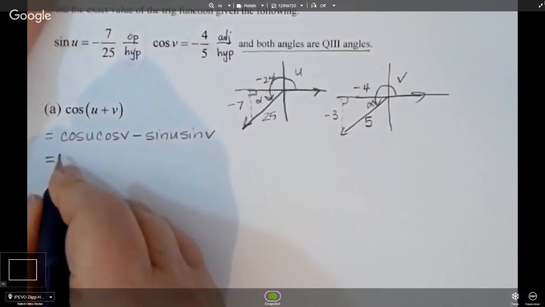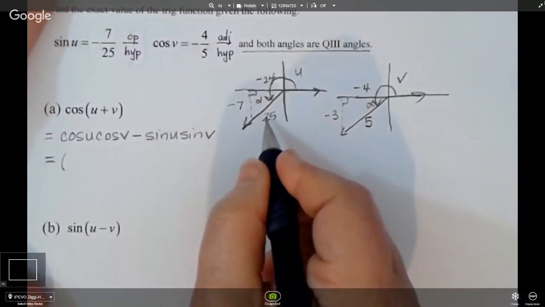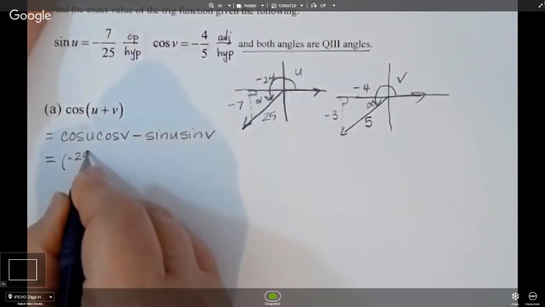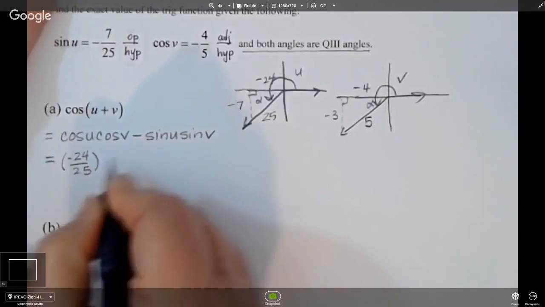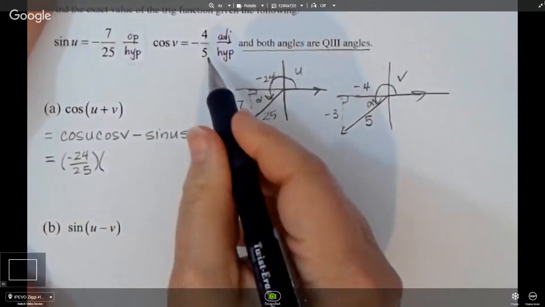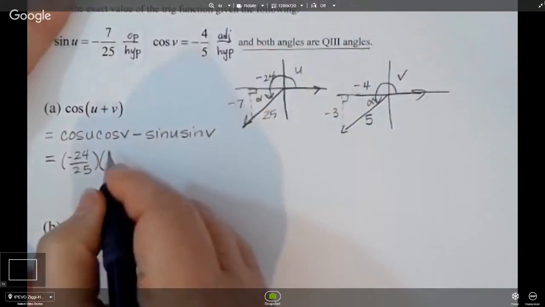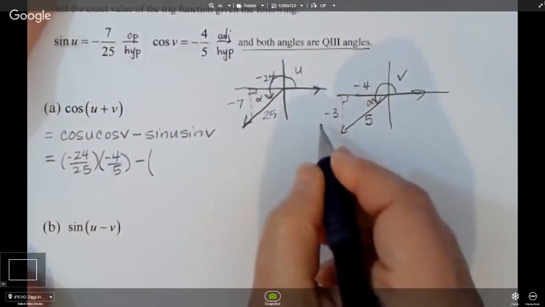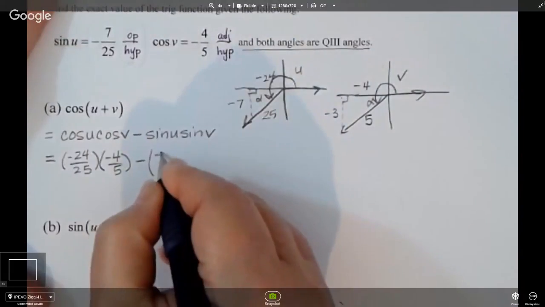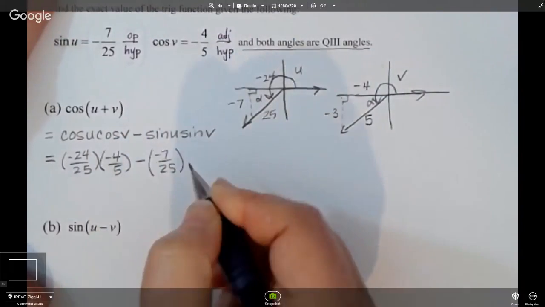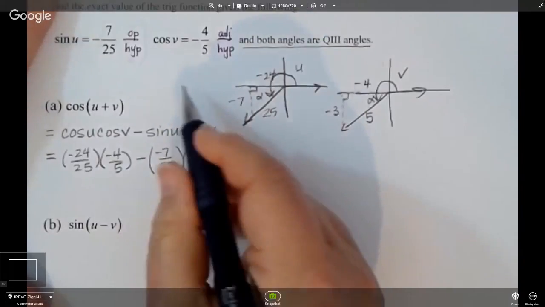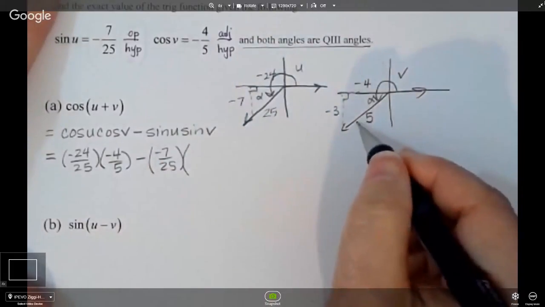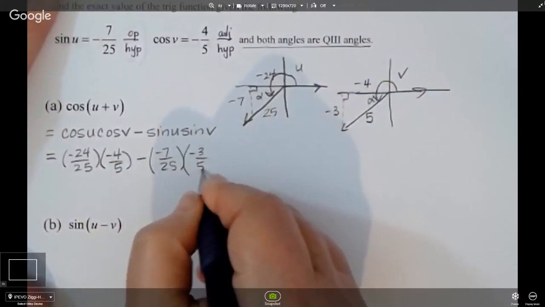Now, the cosine of U is equal to, well, let's look at this triangle over here, and that's -24 over 25. And the cosine of V, they were nice enough to give us, which is -4 over 5. So I'm going to replace that with this, minus the sine of U. Well, the sine of U is negative 7 over 25. And the sine of V is, I go to this triangle here and I see that's negative 3 over 5.